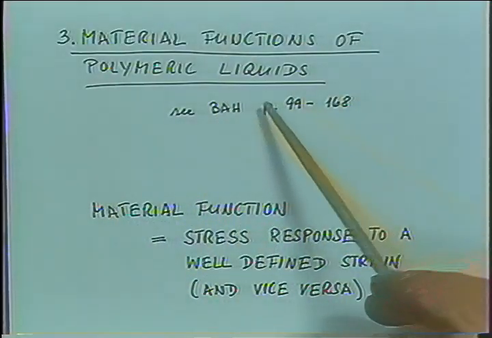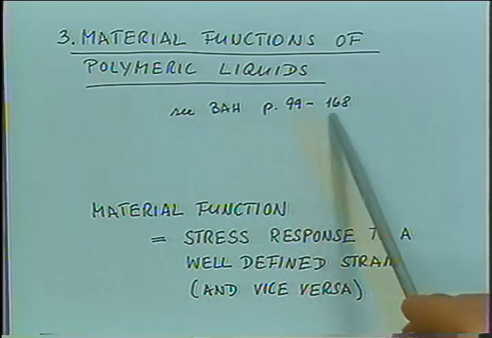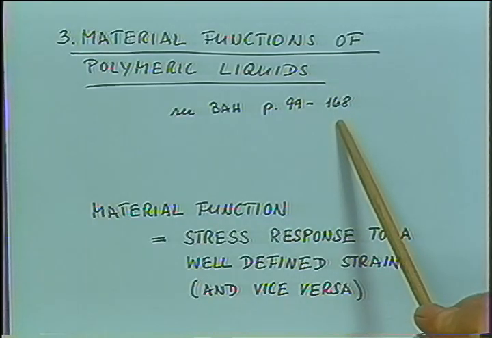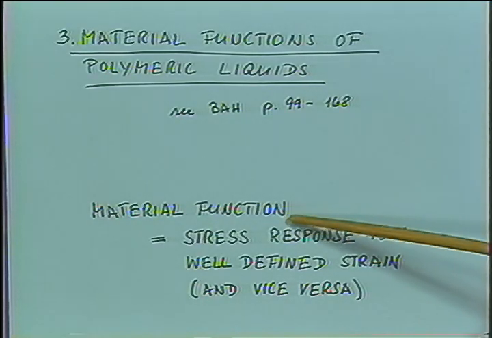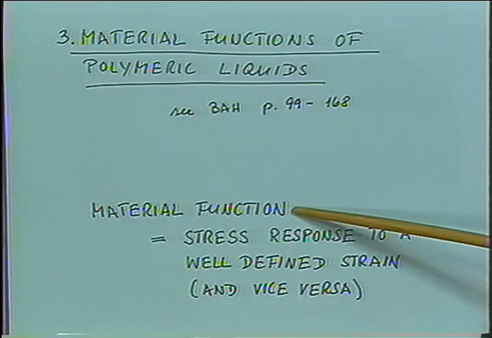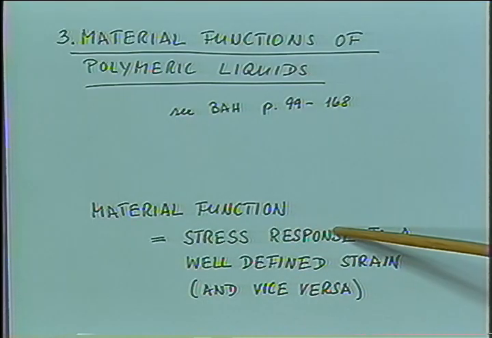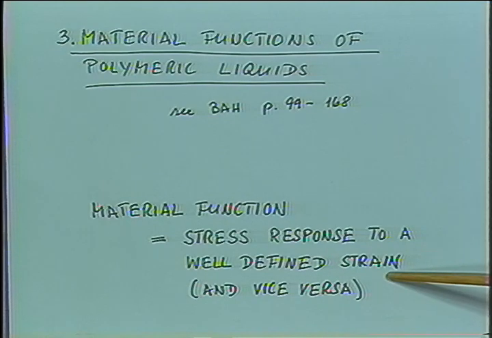A whole chapter in Bird, Armstrong, and Hassager is devoted to material functions. And material functions we would define as the stress response to a well-defined strain, say in a rheometer, or vice versa, the strain response to a well-defined stress. But in all cases, it will be a simple experiment, and the analysis of that experiment will be also in a very simple, straightforward manner.